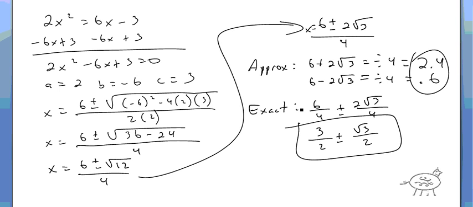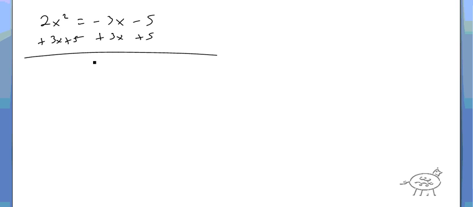All right. Let's try another one here. 2x squared equals negative 3x minus 5. Okay, so I'm going to add 3x to both sides and add 5. So you get 2x squared plus 3x plus 5 equals 0. So A is 2, B is 3, C is 5.